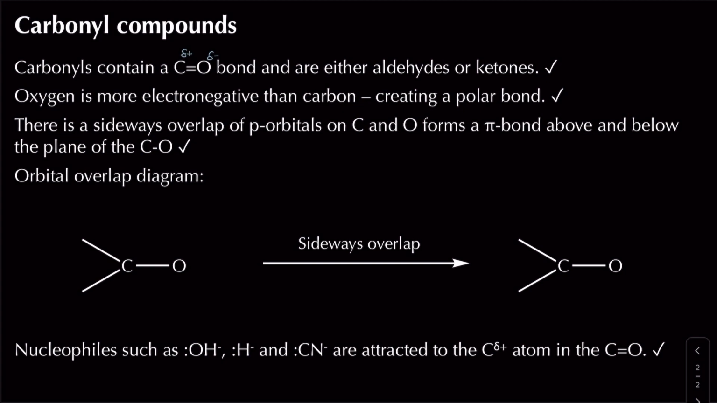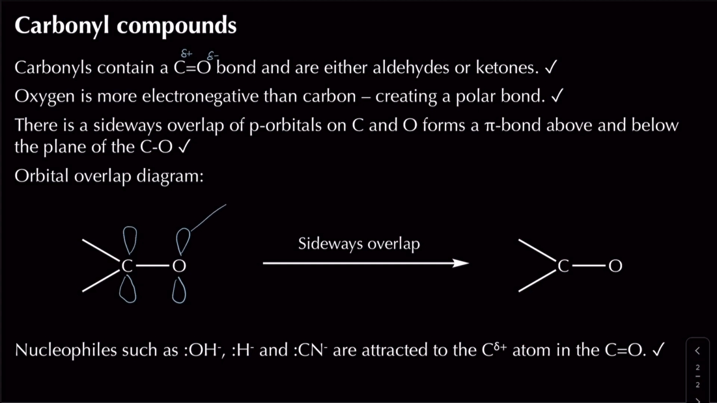But then we've also got the sideways overlap of our p orbitals on the carbon atom, which I'm going to draw over here. I've got one p orbital which has a dumbbell shape and another p orbital over here on the oxygen atom. These two orbitals are going to expand up until a point they overlap, and they overlap sideways, and so they create a pi bond above and below the plane, just like our alkenes themselves.